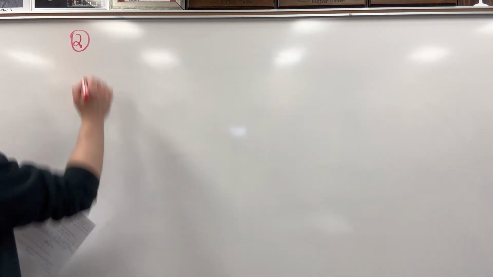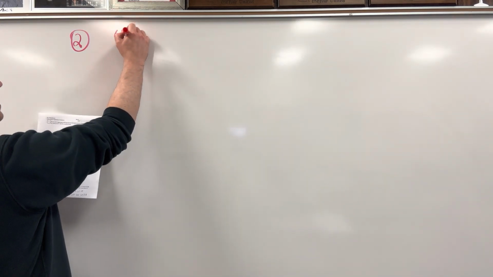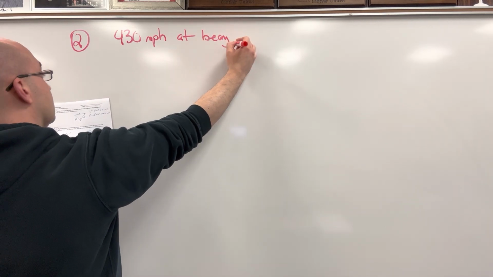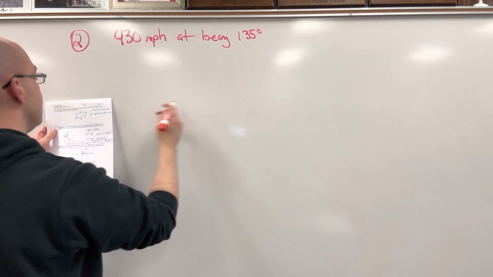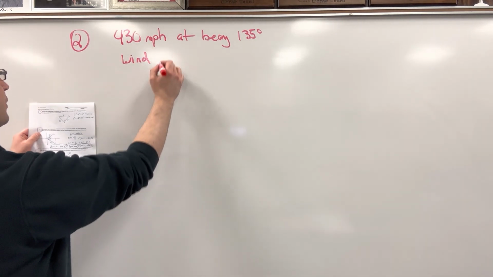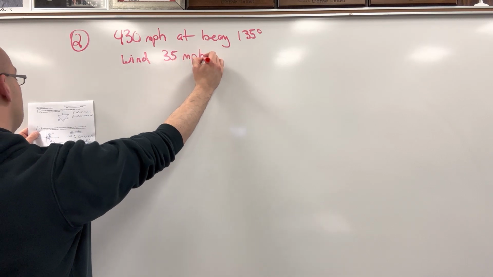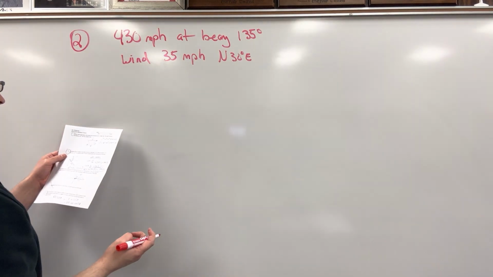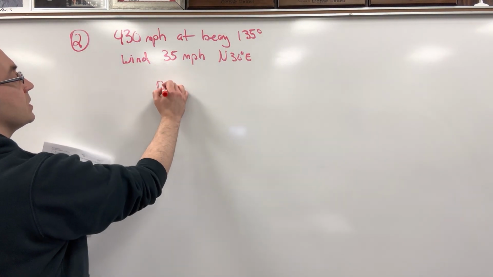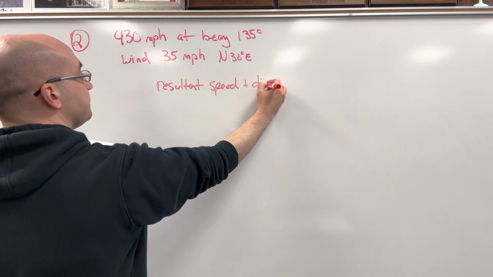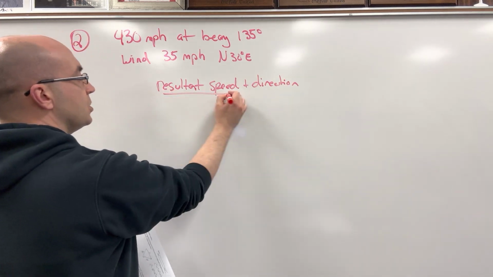So number 2, and I can't write the whole thing obviously because it's way too much, but it says an airplane has an airspeed of 430 miles per hour at a bearing of 135 degrees. Says the wind has a velocity, which is just speed, of 35 miles per hour, and it's in the direction of north 30 degrees east, so like northeast 30 degrees, right? Find the resultant speed and direction.